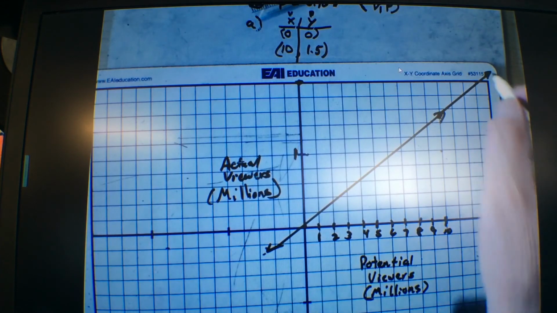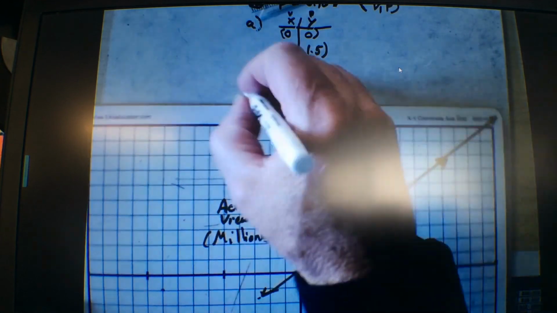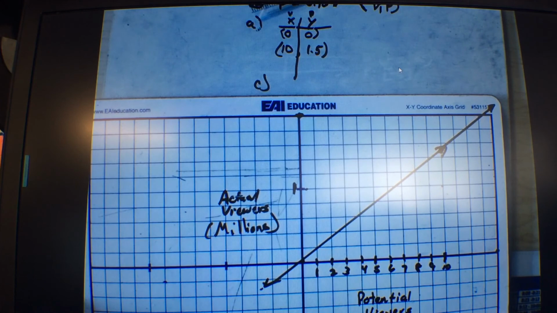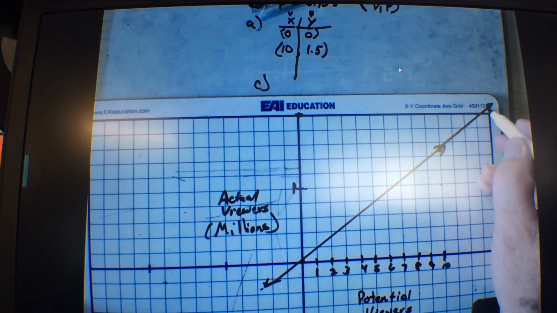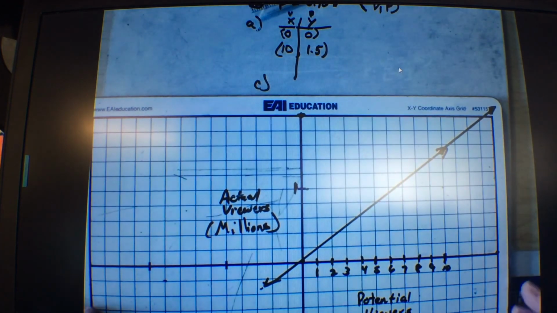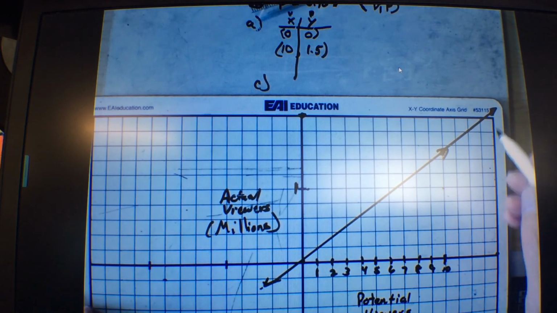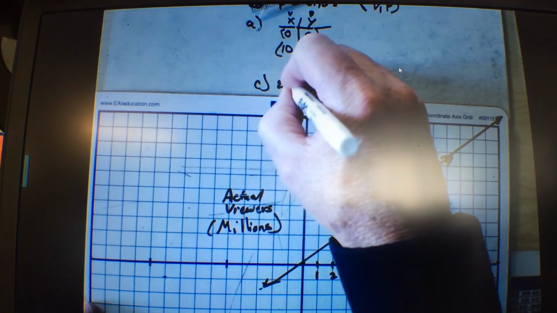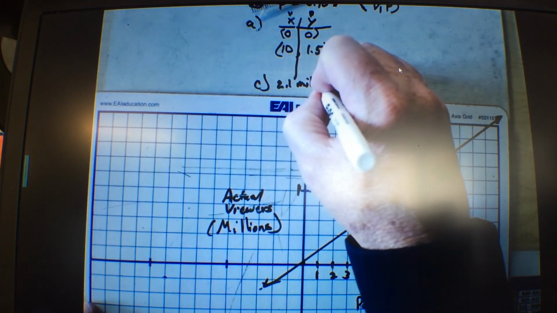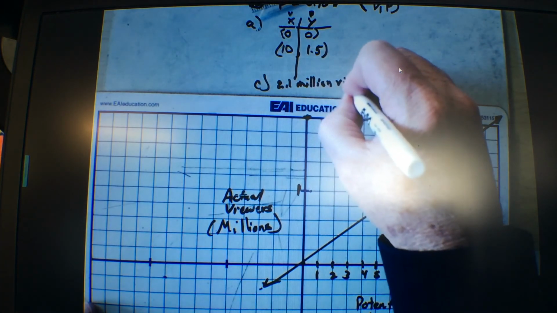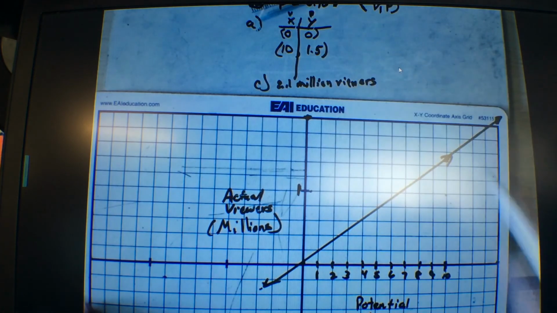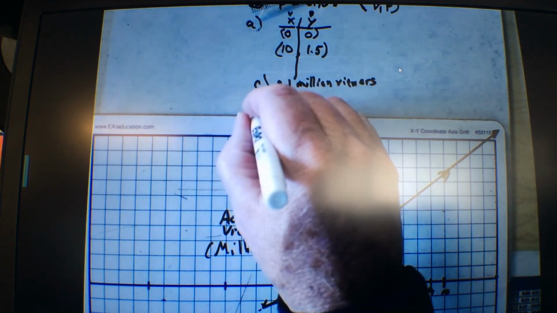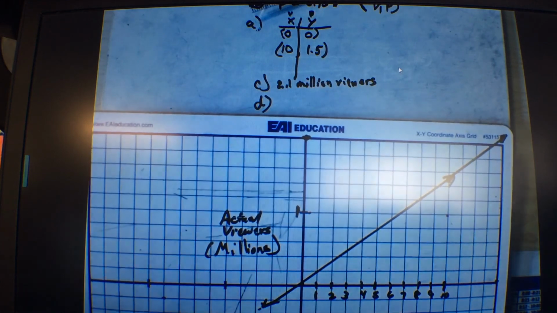Just barely, right? So what are you going to put for C? How many million? We know it's over 2, less than 3. I don't think it's 2.5. Remember that it takes 2 squares to be a half. I think it's about 2.1 million. 2.1 million what? Viewers. Do you see that, Jackson? Yeah. It's just barely over. Now, what does D say? Allie?